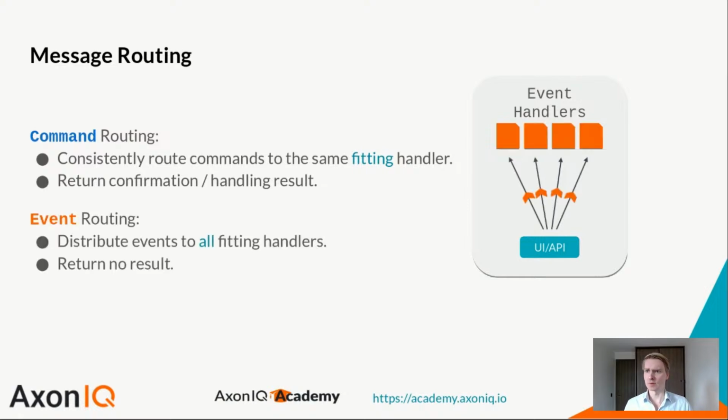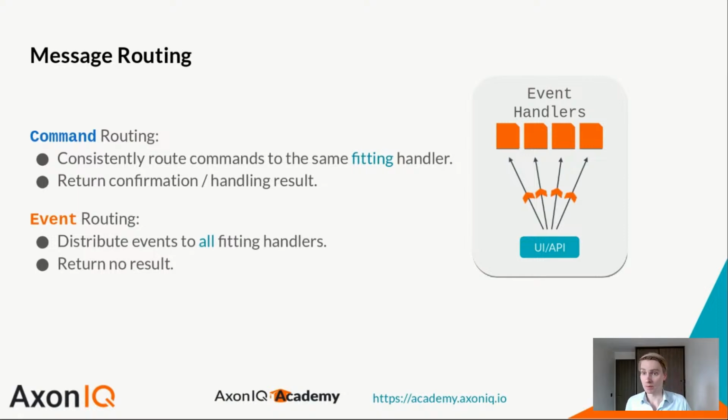An event has a very different routing pattern, because an event is simply something that we publish because something has already happened. So we're merely informing the rest of the world, hey, this has happened, right? Money has been withdrawn from this account. So we can distribute it to all fitting handlers. An event can be handled multiple times as such, right? While a command would only be handled one single time, an event can be handled in multiple places, in every single handler that is interested in that event for one reason or another, either to update a projection, maybe to send emails or do other kinds of secondary actions.